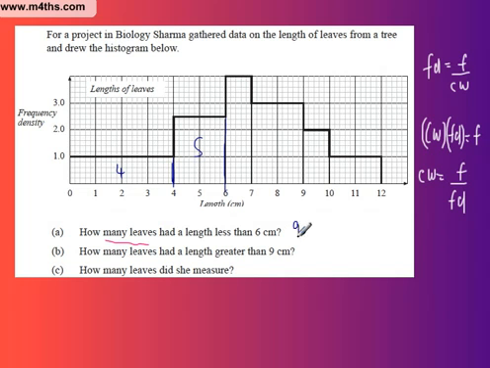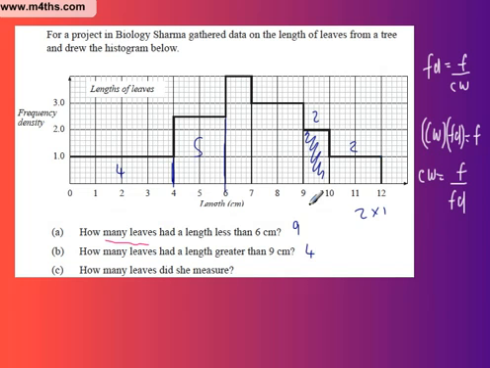So there are 9. How many leaves have length greater than 9 centimetres? So this is this one and then the next one to it. Class width is 1, frequency density is 2. So the answer is going to be 2 for that one. Now this one right here is 2 multiplied by 1, which is 2. So the class width is 2, the frequency density is 1, 2 times 1 is 2.